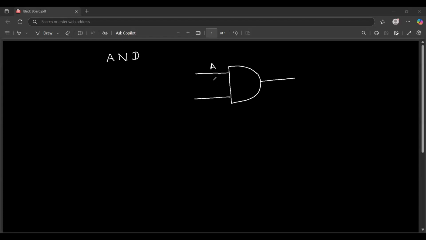So more than one input. Let's say we have A and B. Well, the output can be given as A into B, or A dot B. So what is the truth table?